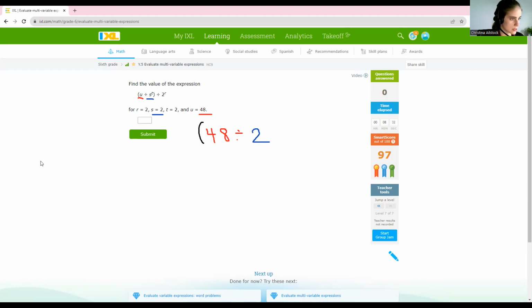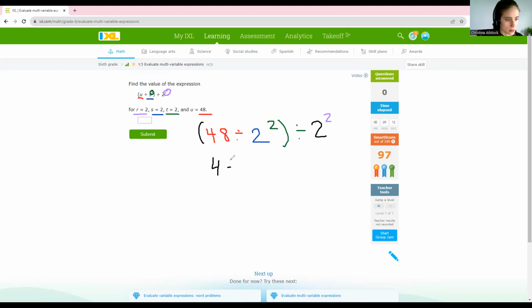And then I notice that the S has an exponent of T, which happens to have a value of 2. And then we have the number 2 raised to the power of r, which also happens to have the value of 2. Clearly, this IXL assignment likes the number 2. Okay, let's get to work here. I see that I have some grouping symbols, and then within my grouping symbols, I have both division and exponents. Well, exponents would come first.